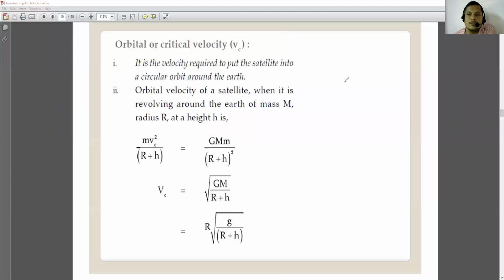Means when we consider the Earth and we are launching that satellite above the Earth's surface, then we are expecting that whatever orbit we have decided, that particular satellite can set at that orbit successfully. So when that satellite starts rotating around the Earth in that orbit, then we fulfill the condition because of this critical velocity. That's why we are saying it is the velocity required to put the satellite into a circular orbit around the Earth.